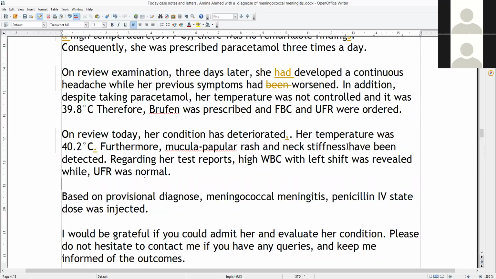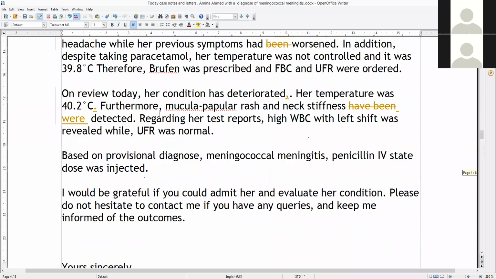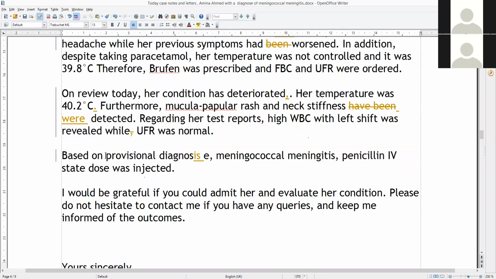Well, have been, again, why is it passive? I mean, you detected it. Have been, why is it present perfect? Were. You can simply use simple past. Were detected. Okay, present test report, time is normal. You don't need a comma there. Why do you have a comma? No need. On provisional diagnosis, based on my provisional diagnosis, not someone else's.